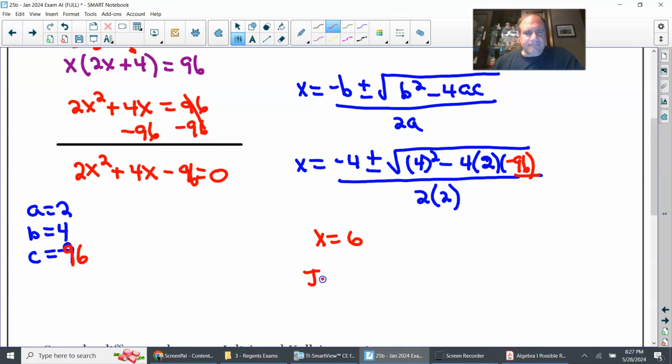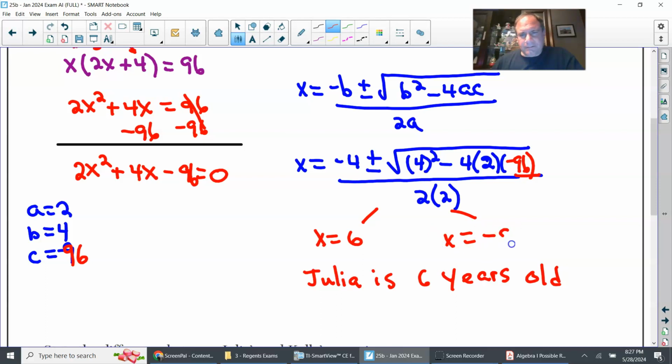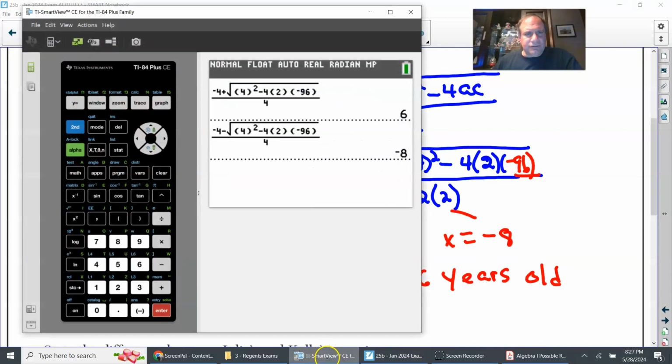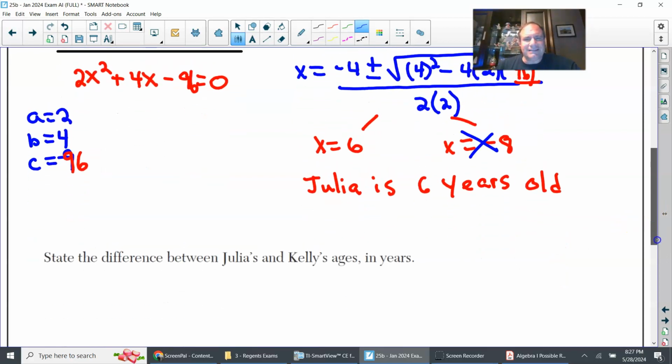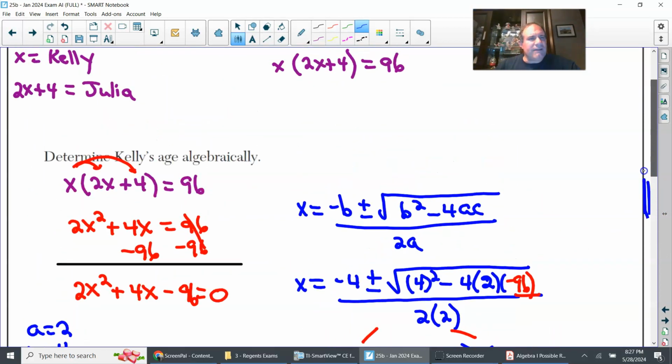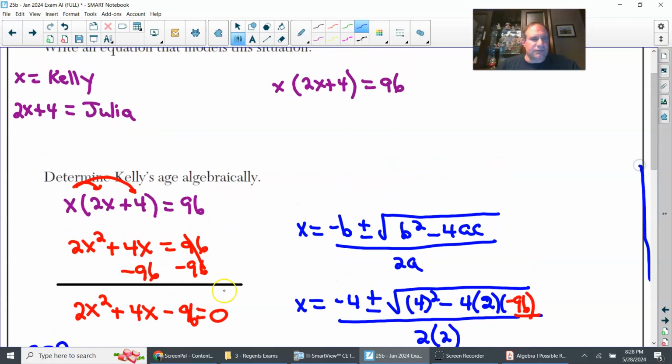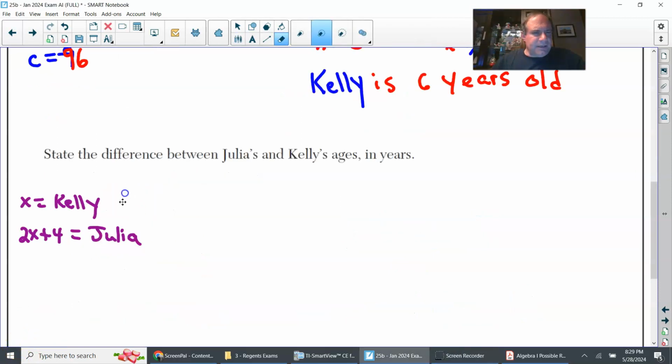So the other one was negative 8, and let me just cross that out. Negative age can't be. So Kelly is 6 years old.